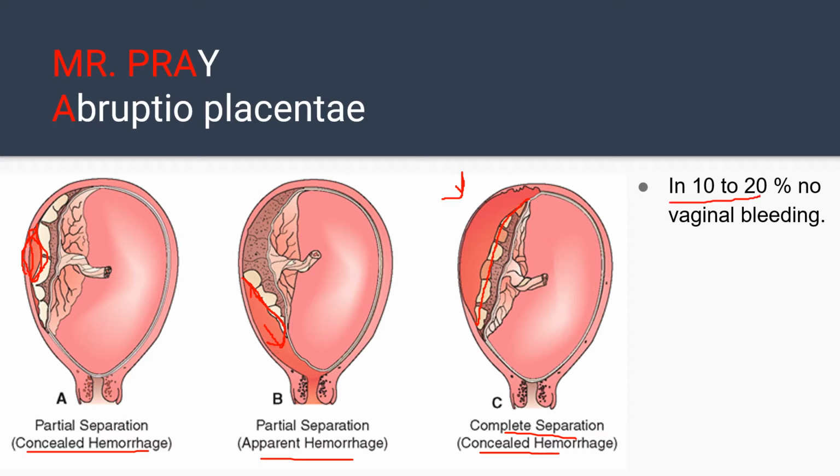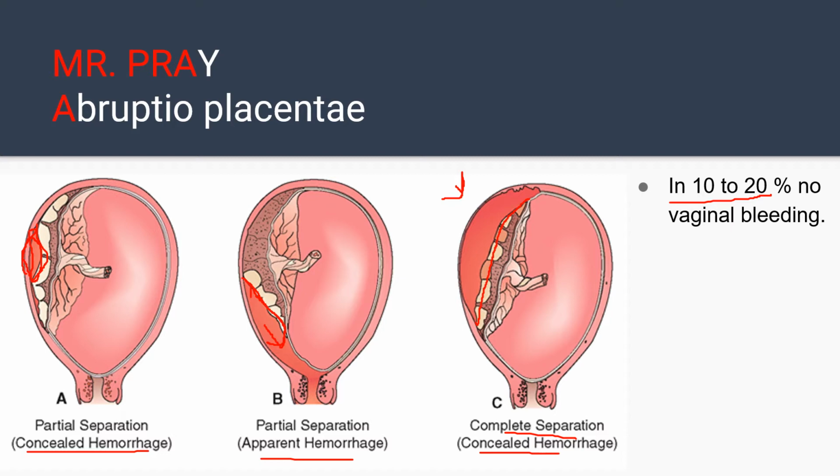In 10 to 20% there is no vaginal bleeding, so it's very important to know that, because sometimes the patient can have only pain and no bleeding, and she can have an abruptio. So placental abruptio refers to a partial or complete separation of the placenta prior to the delivery of the fetus.